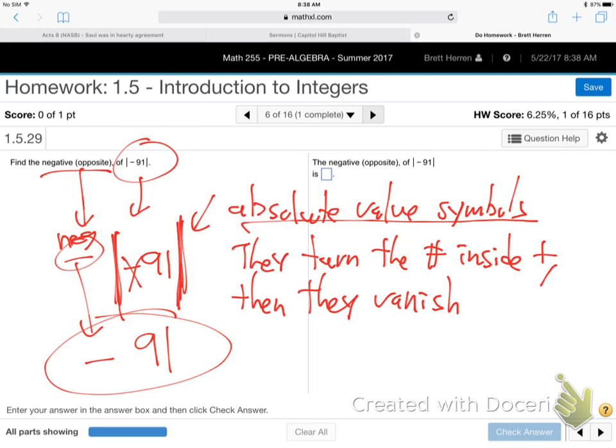Good question, no. If there's no negative inside, it just leaves them alone and vanishes. Yeah, so it only makes things positive. It only makes things positive. Isn't that kind of a weird rule? Like, why do we have this thing in math that makes things positive?